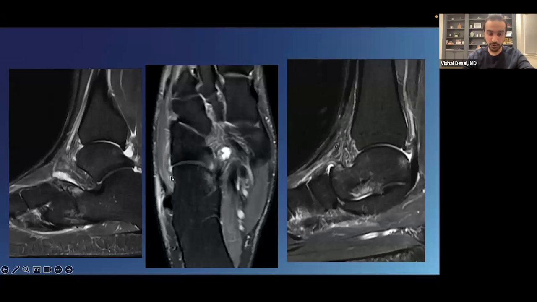Here's that sprain of the dorsal calcaneocuboid ligament with that associated joint effusion. And here's that sprain of your dorsal talonavicular ligament. We have some avulsive edema at the dorsal talar head and also a joint effusion.